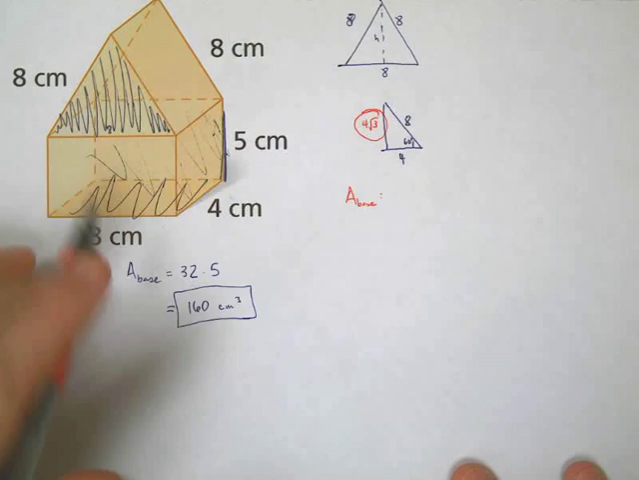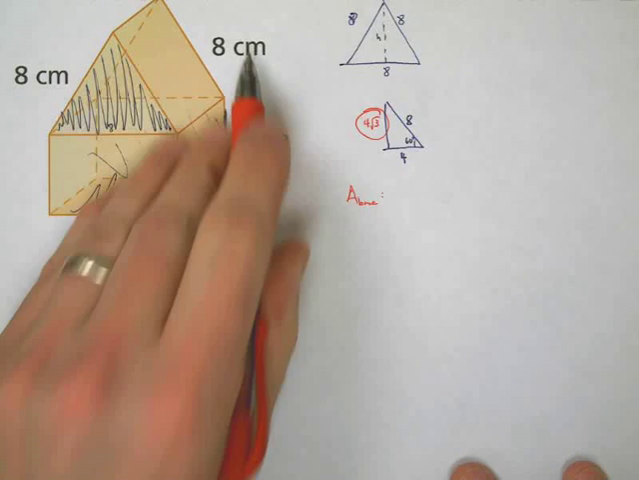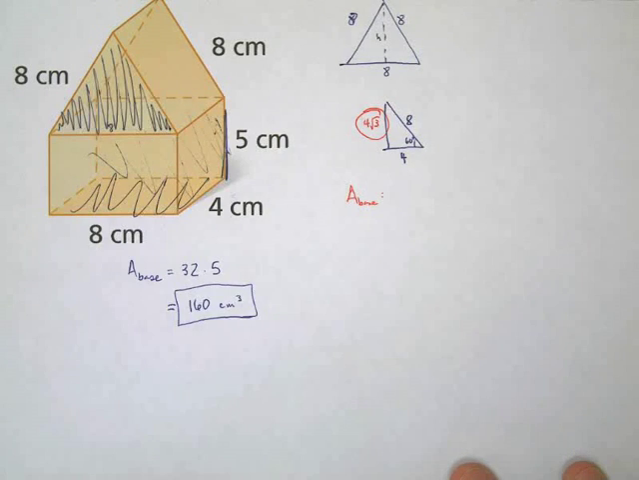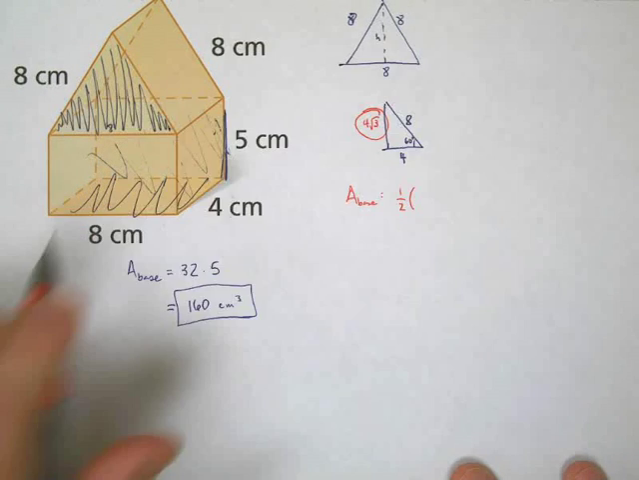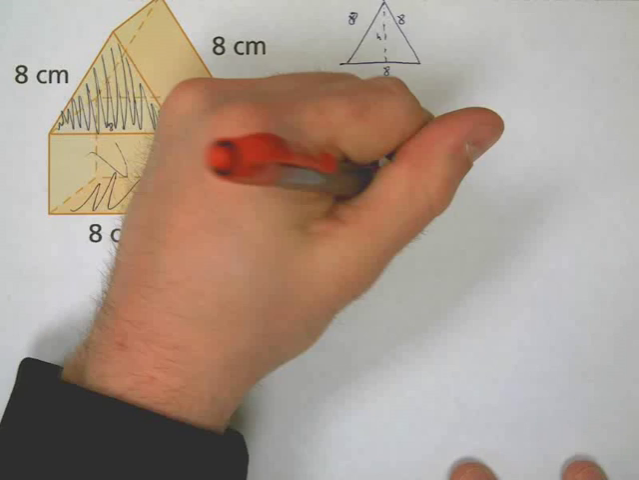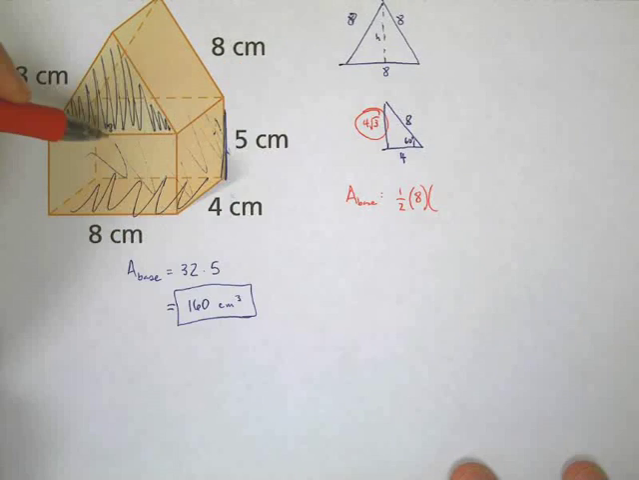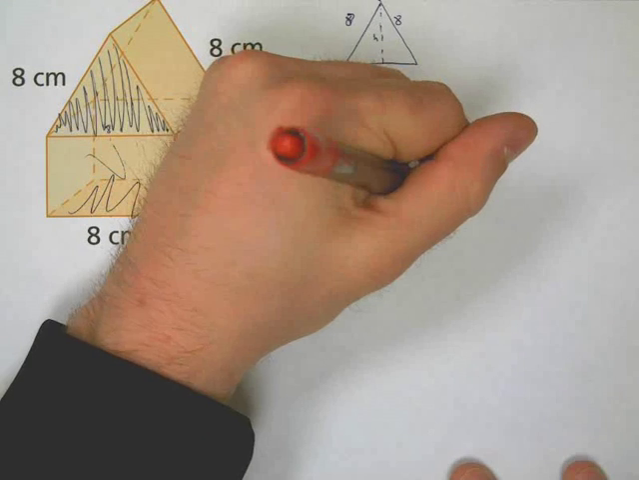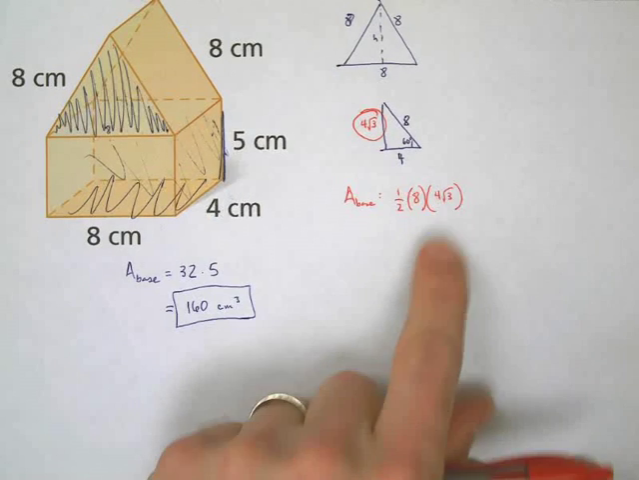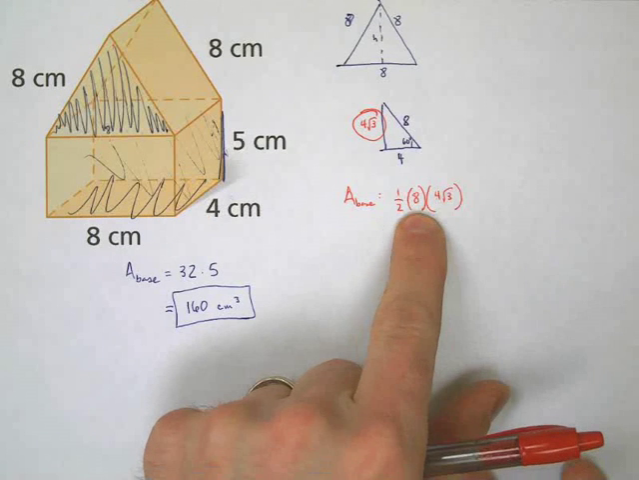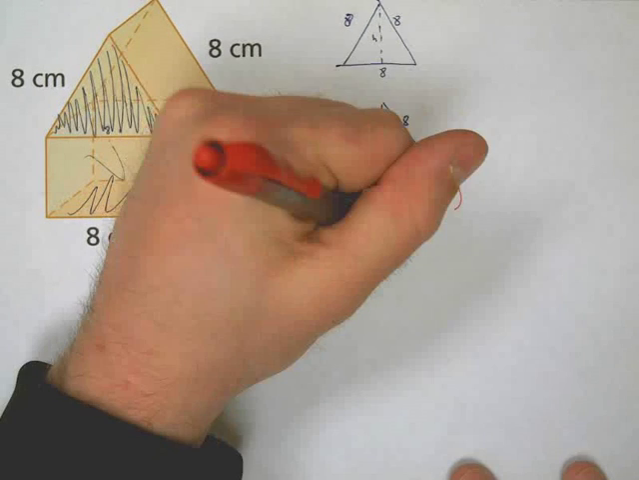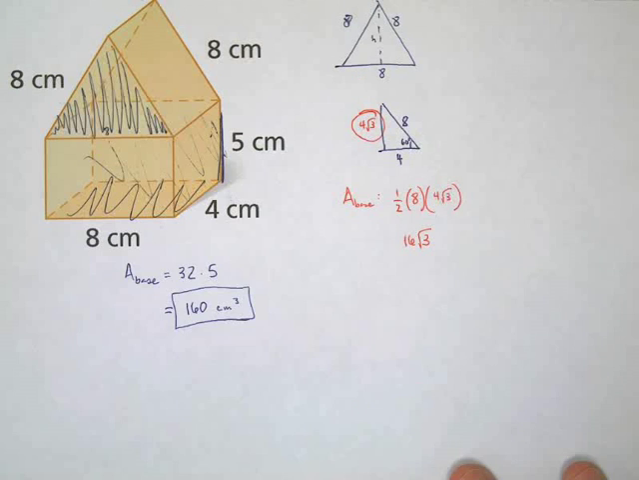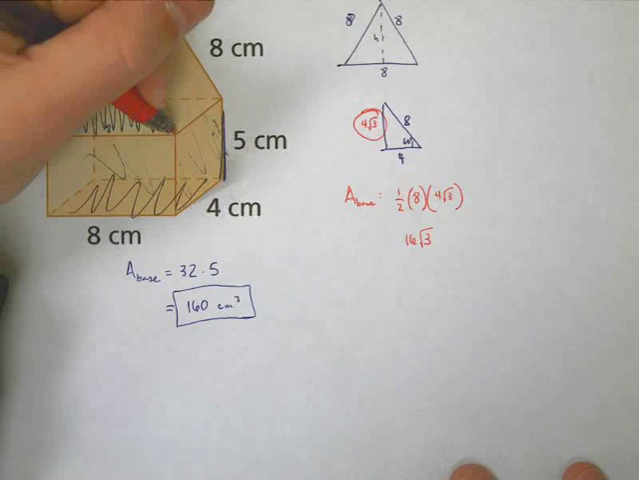So that means the area of the triangular base that I'm going to extend back into the picture is 1/2. The base of this triangle here is 8 units, and the height from here to here is 4 square roots of 3. 1/2 of 8 is 4. 4 times 4 is 16. That's 16 square roots of 3 would be the area of the base, the area of the triangle.